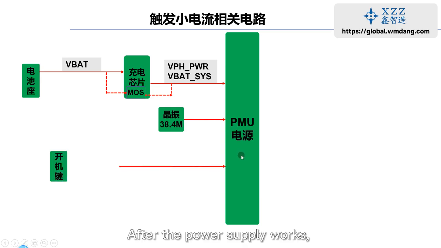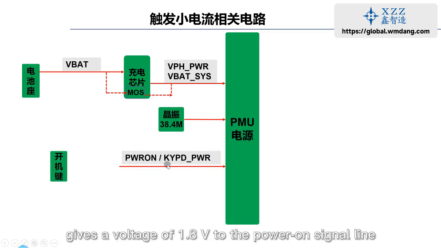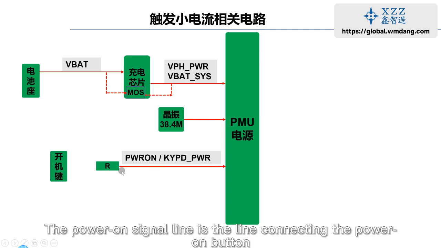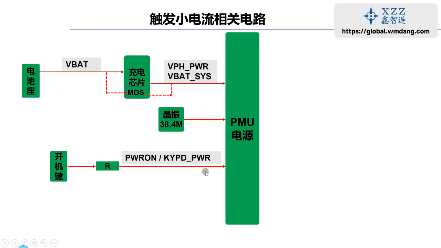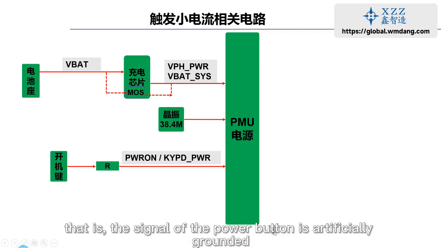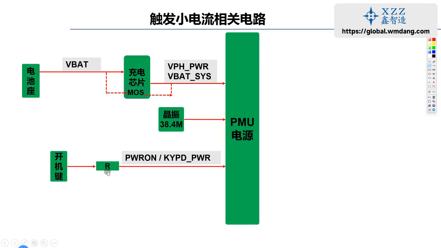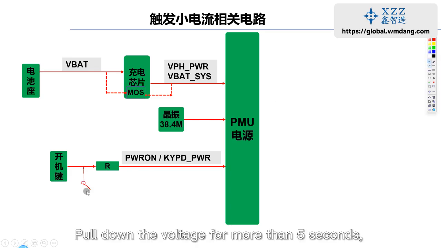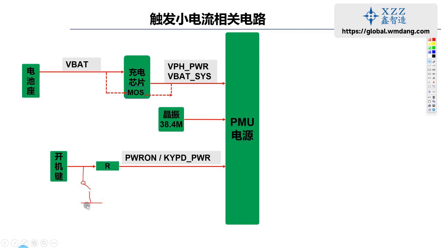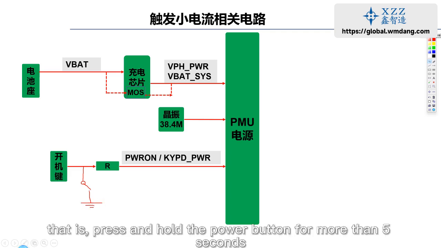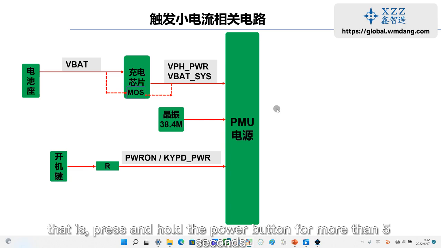After the power supply works, it gives a voltage of 1.8 volts to the power on signal line. The power on signal line is the line connecting the power on button. We press the power button, that is, the signal of the power button is artificially grounded. Pull down the voltage for more than 5 seconds, that is, press and hold the power button for more than 5 seconds.